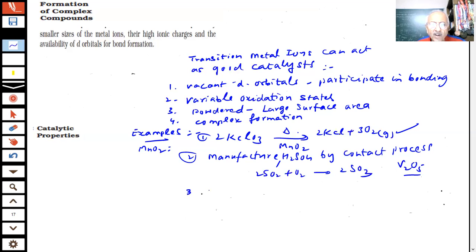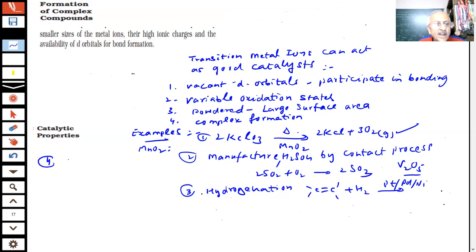So there are other cases also. You are aware of the hydrogenation reaction, students? Hydrogenation of alkenes. What are you adding? Hydrogen in the presence of finely divided nickel, platinum or palladium for hydrogenation in organic chemistry. So these are all transition elements. Then you use iron in the Haber process. Then FeCl3 is used in the Friedel-Crafts reaction.